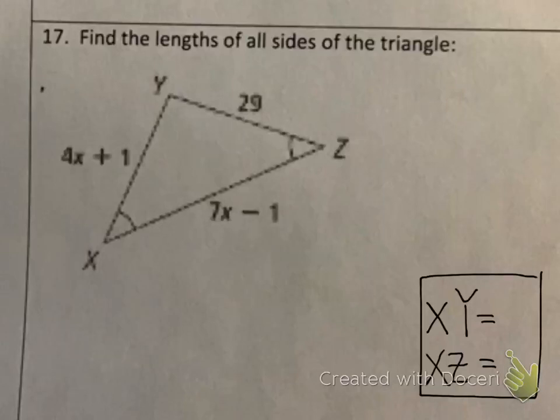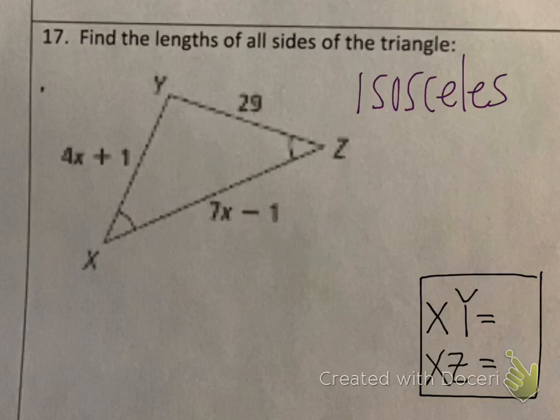For number 17, we're asked to find the missing side lengths of the triangle. So in other words, we have to find XY and XZ. If I look at this triangle, I can classify it right away because it has two congruent angles in the left and the right-hand corner. So if it has two congruent angles, this is an isosceles triangle, because every isosceles triangle has two congruent angles and therefore it has two congruent sides.